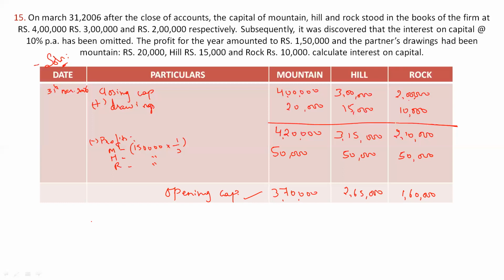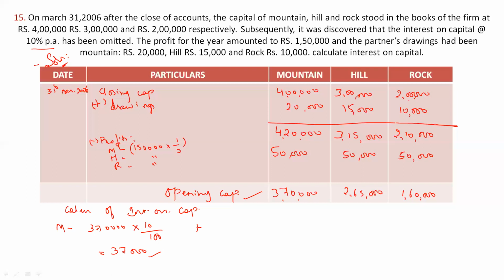Okay, now we have to find out the interest on capital, right? So we can write it as calculation of interest on capital. First let's find out for Mountain. The capital of Mountain is rupees 3,70,000, into rate of interest 10%. It's given in the question, 10% per annum, right? So 10% means 10 divided by 100. So the amount here would be 37,000 as the interest on capital for Mountain, right?